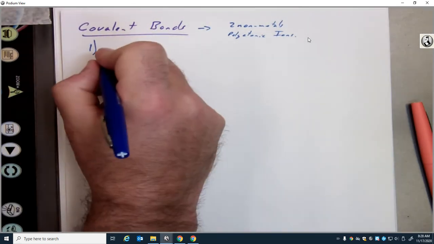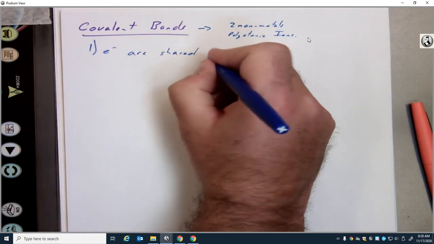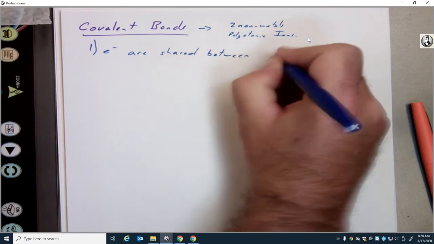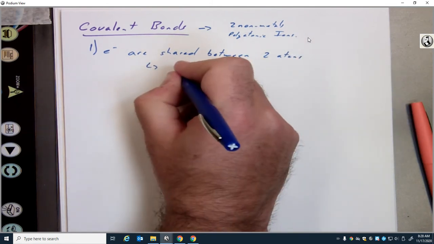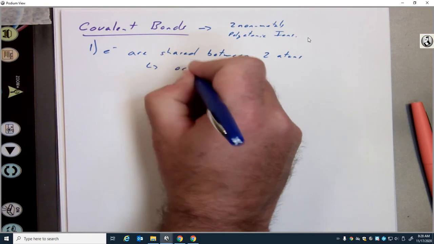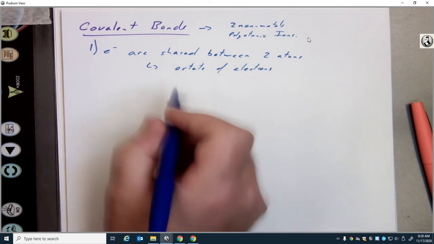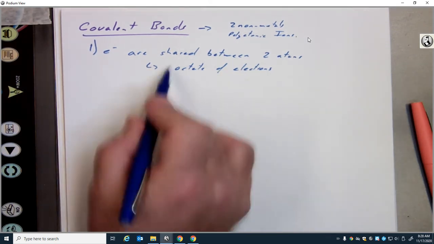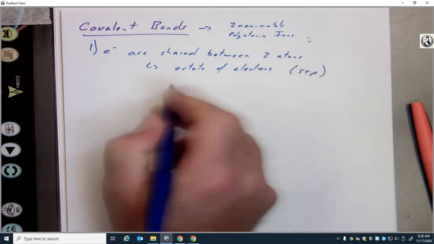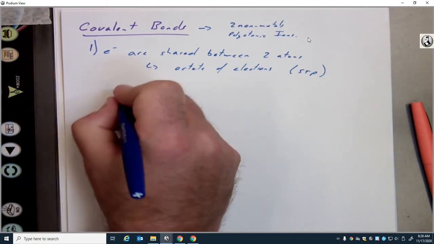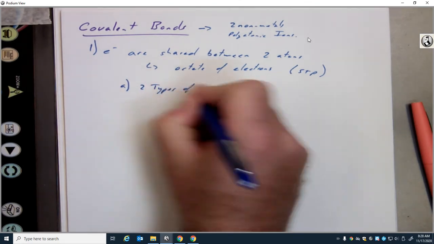This is when electrons are shared between two atoms. Now, they're still trying to get that octet, except for those few that only want two. So they're sharing these electrons to create that full octet of electrons. They want to fill those s and p orbitals. Now, there are two types of covalent bonds.